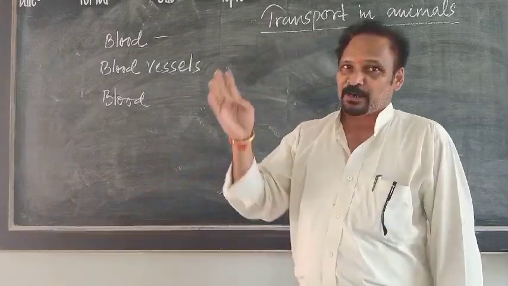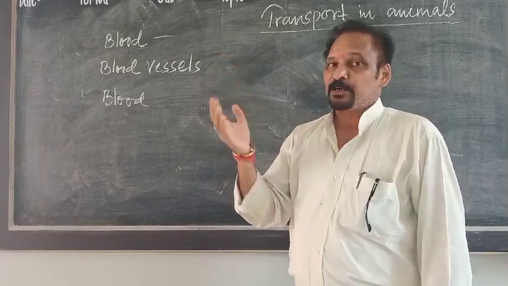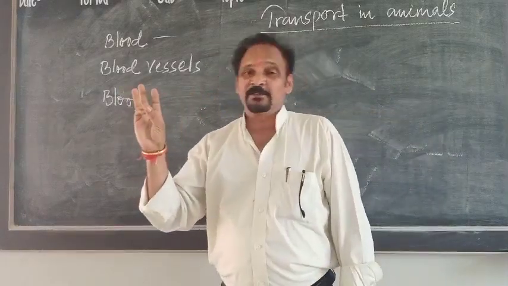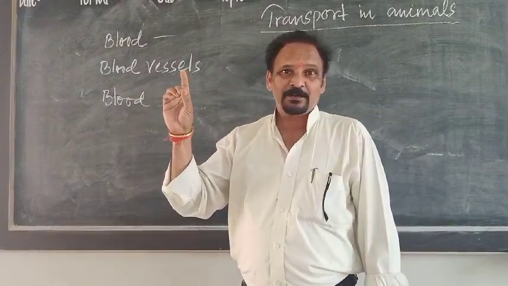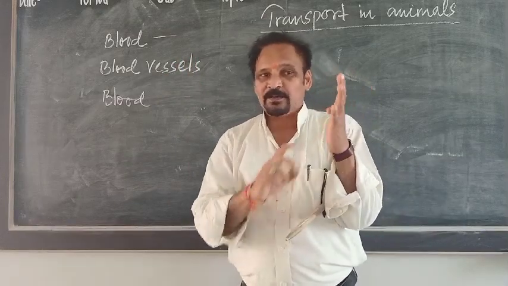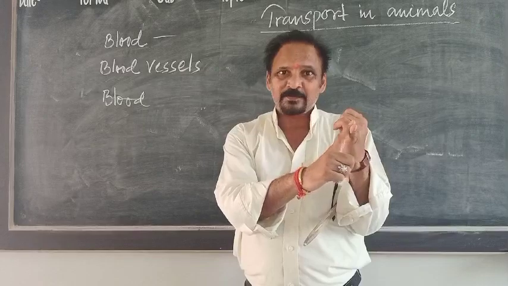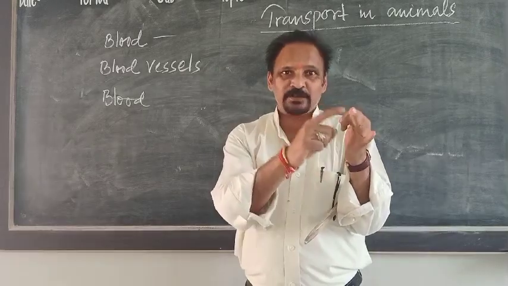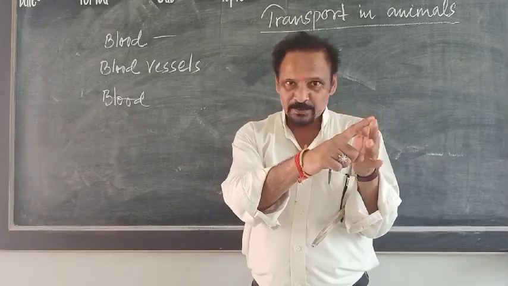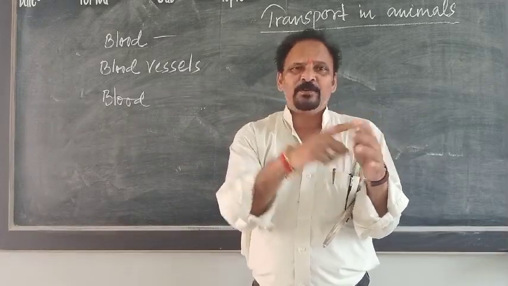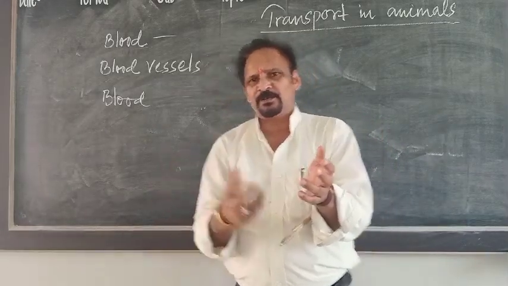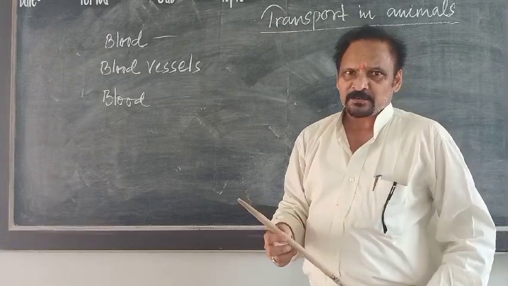Xylem is made up of four kinds of cells. What four kinds of cells? Tracheids, vessels, xylem parenchyma and xylem fiber. And phloem is also made of four kinds of cells: companion cell, sieve tube, phloem parenchyma and phloem fiber. About all these things, about ascent of sap and translocation, we have studied in the previous online class.